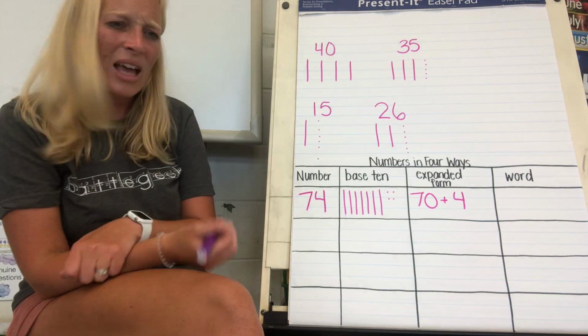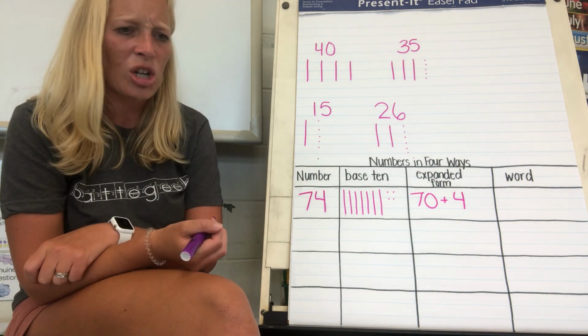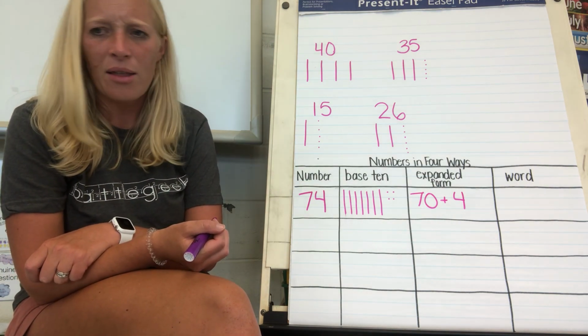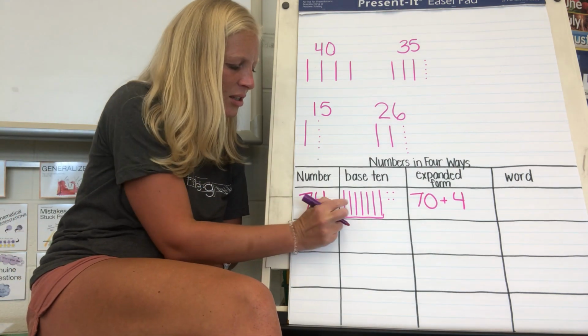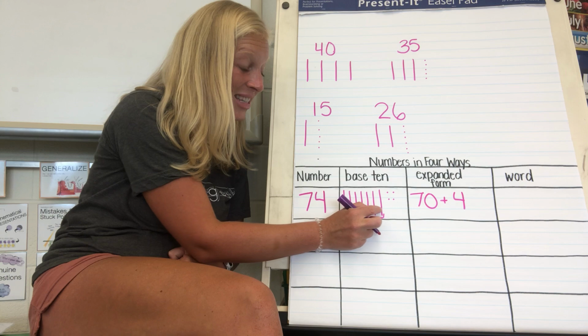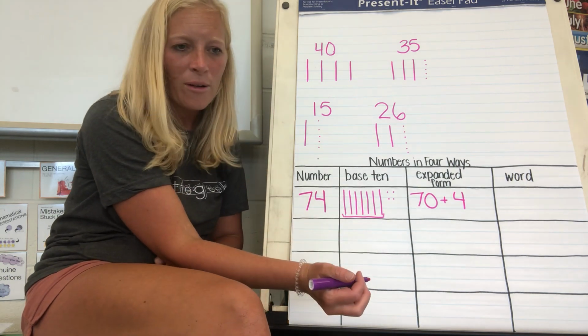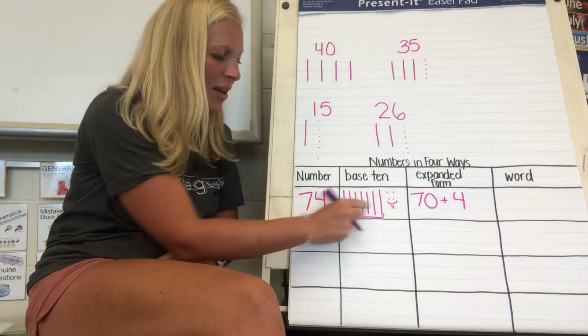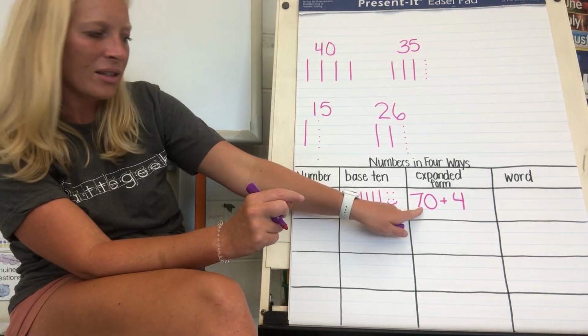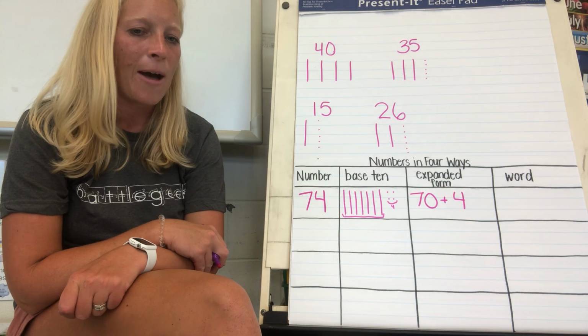Where do we see the 74 in this picture? Oh, I'm seeing lots of thumbs. Yes. Here's your 70. 10, 20, 30, 40, 50, 60, 70. And where's your 4? Yes, there's your 4. 70 and 4. We're taking our 10s and we're adding our 1s to that.